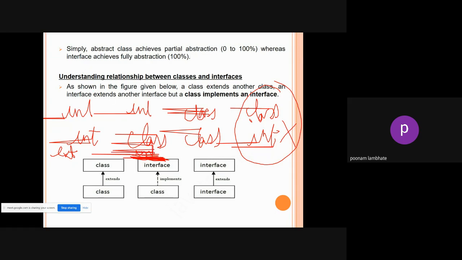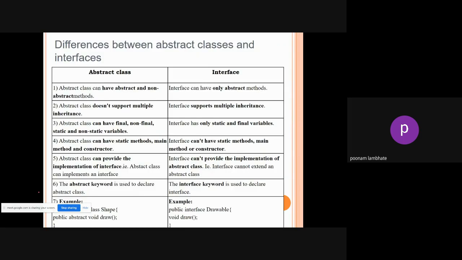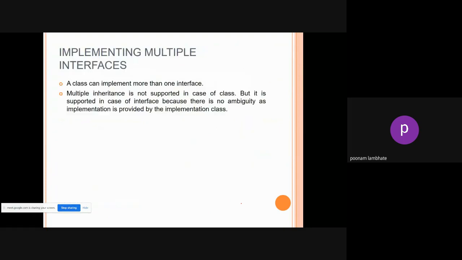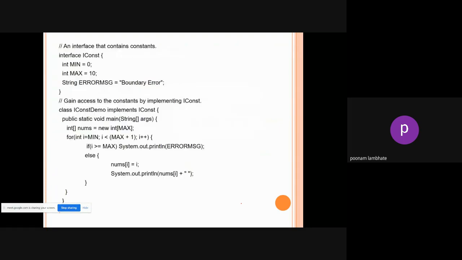If I have class and class, which keyword will I use? Extends or implements? Extends. And the last case is not possible at all. So that's what is written over here also. Class extends, interface implements, interface extends. Only these combinations are allowed. And you cannot create an object of an interface.